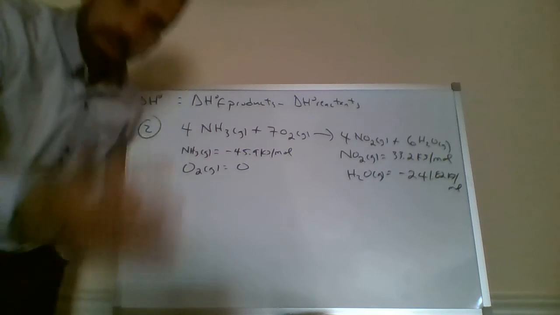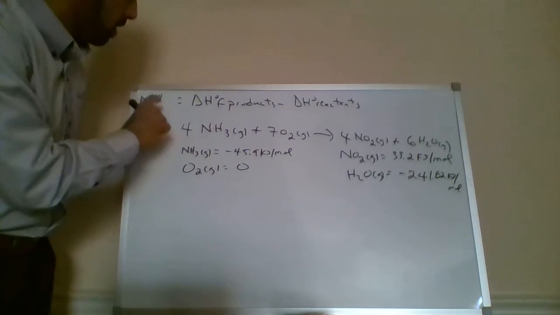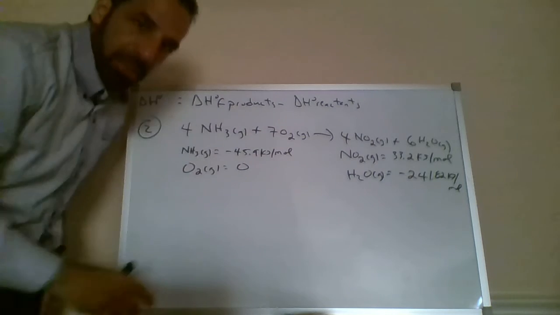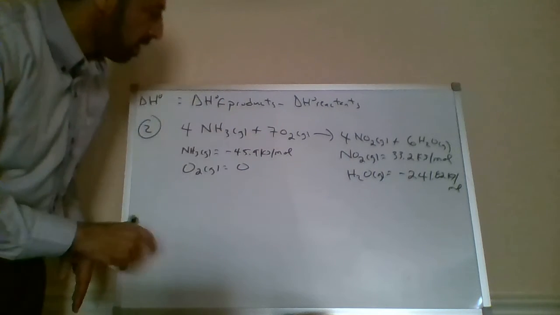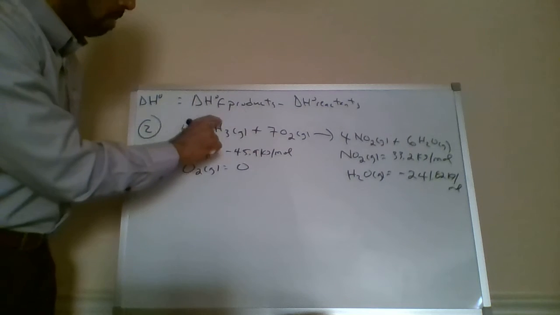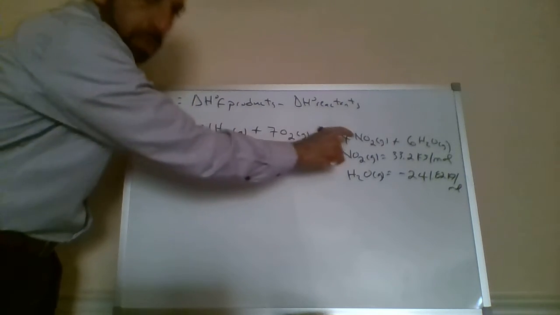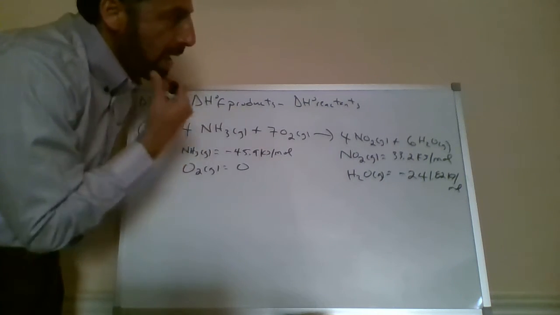So let's do another one with heats of formation. So for heats of formation, remember it's going to be products minus reactants. So again, products minus reactants. We have this reaction: 4 ammonia plus 7 oxygens. We form nitrogen dioxide and water.